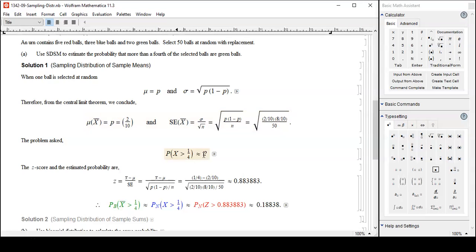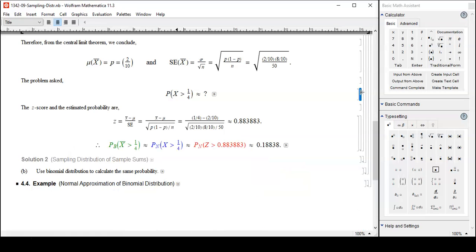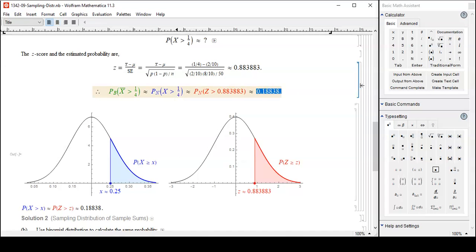And then we want this greater than 1/4. So here's a picture. Expected value is 210, so that's the center. And 1/4 or 0.25 is to the right, and then shading to the right. And look for the z-score associated to that, n minus center over SE. And then look up the table. You'll be able to get what you want. Get the left-hand side shading from your z table, and subtract from 1. And that's how you get 0.188 something.